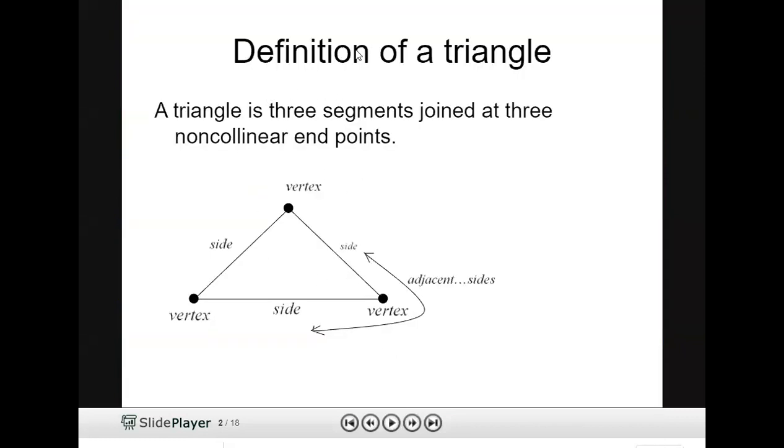The definition of a triangle is three segments joined at three non-collinear endpoints. Each triangle has three vertices and three sides, and two sides which are consecutive to each other are called adjacent sides. So a triangle is three segments joined at three non-collinear endpoints.